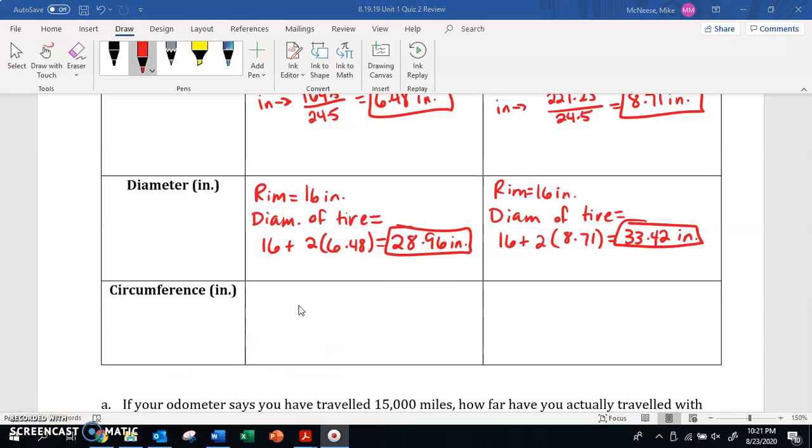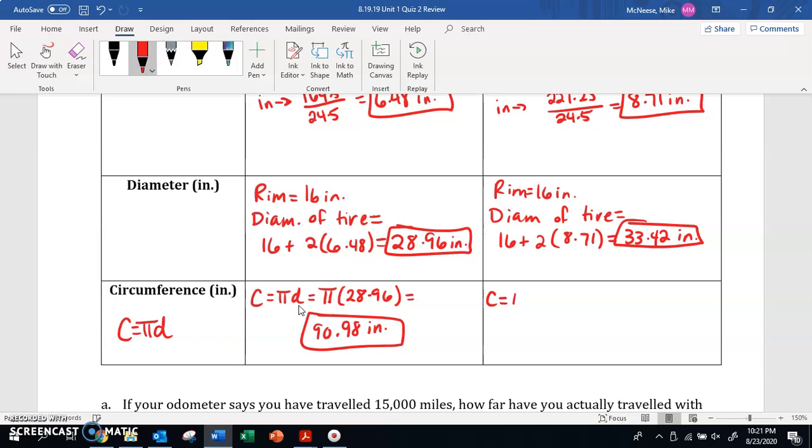And the last thing on the table is our circumference. Remember, circumference is equal to pi times diameter. Our diameter is 28.96 on this one, so we've got pi times 28.96, or 90.98 inches. On this one, remember it's still pi times diameter, so we've got pi times 33.42 inches, which is going to equal 104.99 inches.